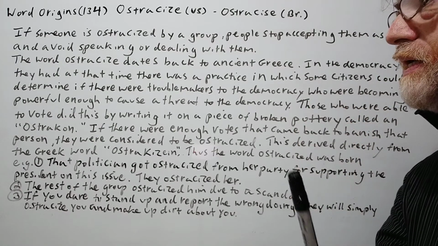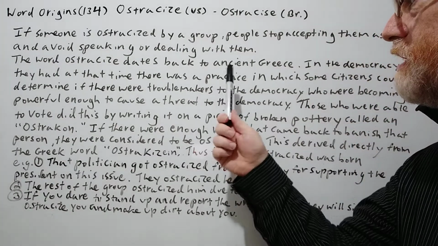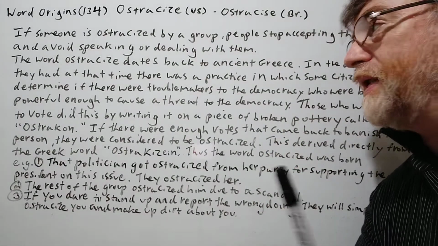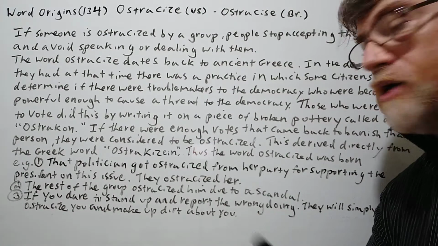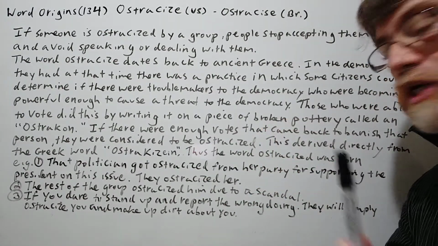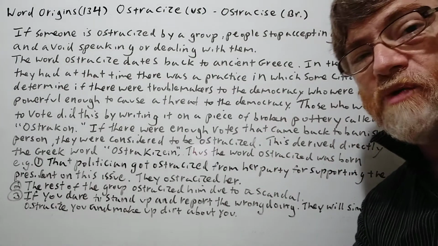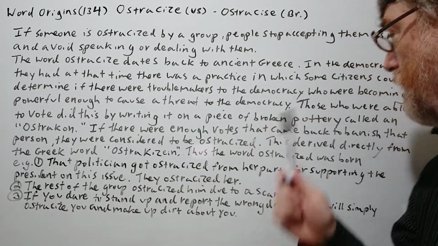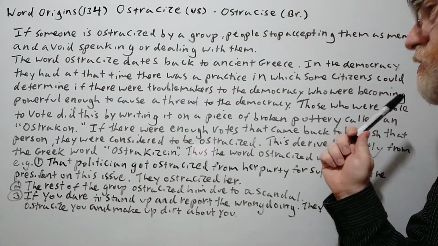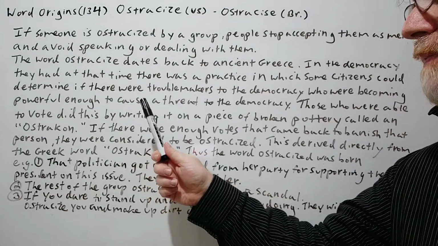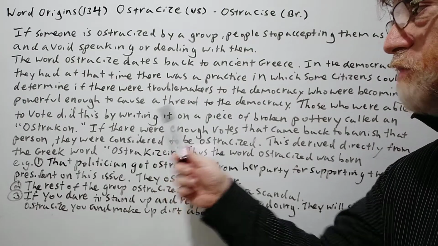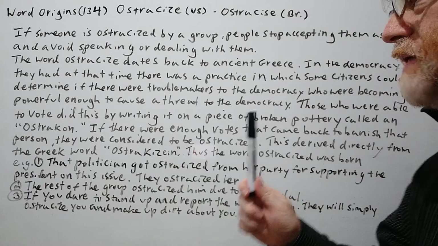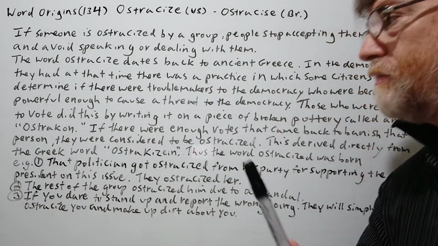In the democracy they had at that time, there was a practice in which some citizens could determine if there were troublemakers to the democracy who were becoming powerful enough to be a threat to the democracy. Those voters, or those who were able to vote, could do this by writing on a piece of broken pottery. Okay, called an ostracon. Okay, good.